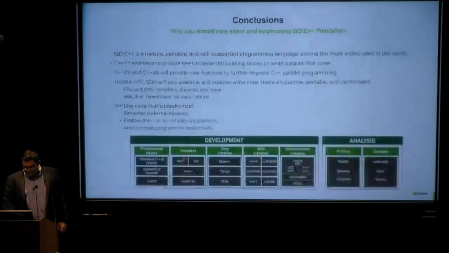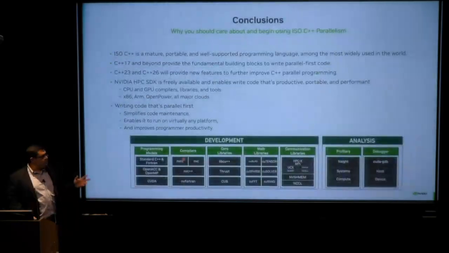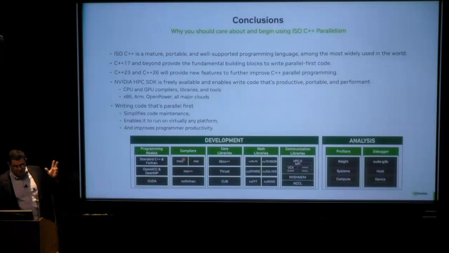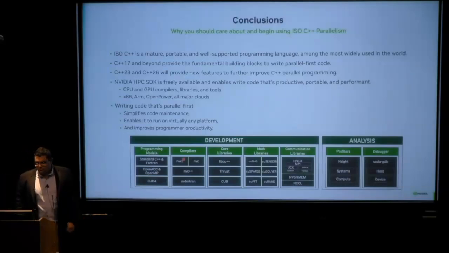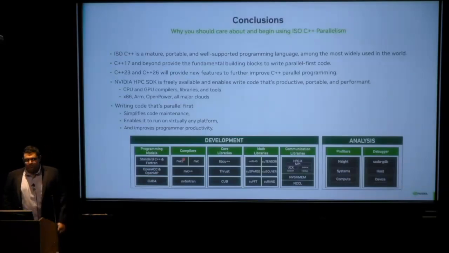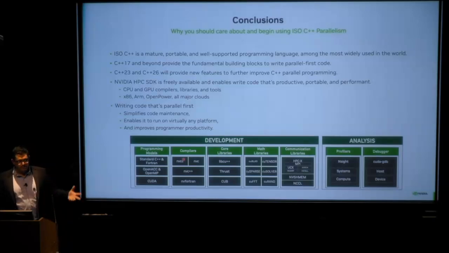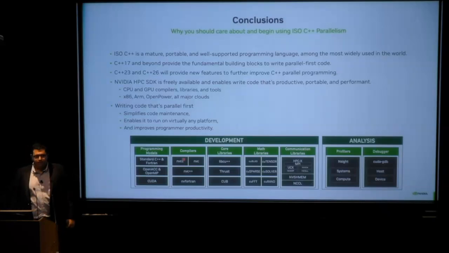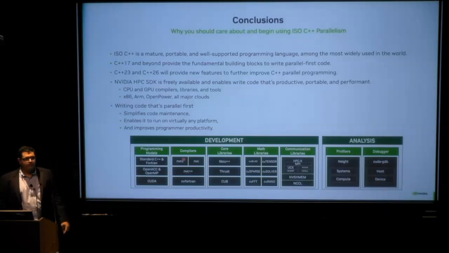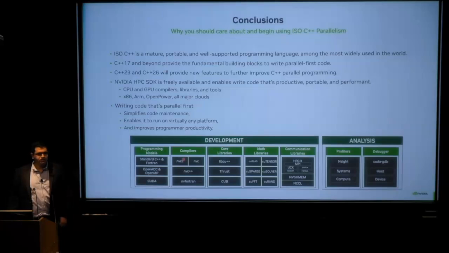And so just to conclude this particular section, C++, as you know, is a mature portable language. C++17 provides that parallel library that gives you those building blocks for writing parallel-first code. C++23 and 26 will give you new features, as we saw with senders and receivers and mdspan. And our HPC SDK is freely available.